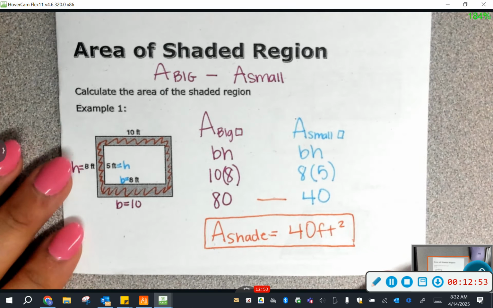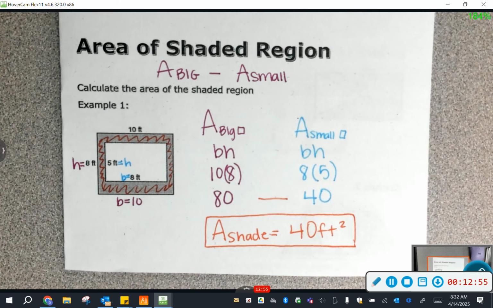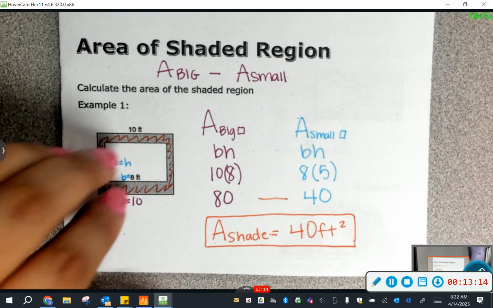So where on Friday we were adding to make these weird shapes, if we are doing a shaded region, you are subtracting. Is it this easy? Yeah, for all of them. Look up when you're done writing this down, please. We're doing 5 examples.